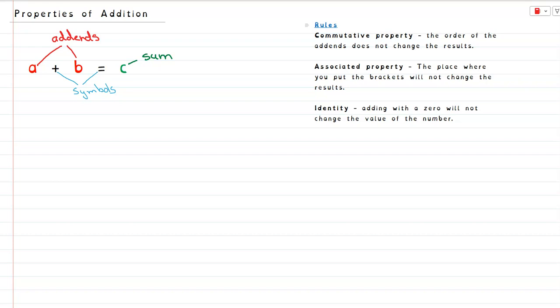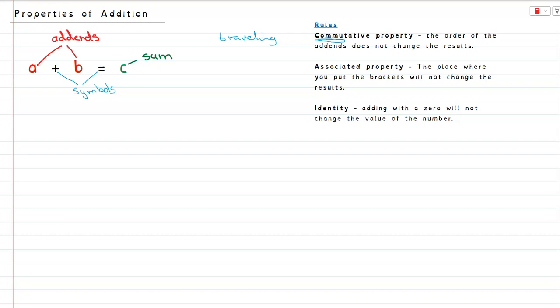Now let's look at the first rule that we need to learn. Commutative property. That's a very big word. Commutative. That sounds like community, or it sounds like commuting, traveling. Okay, so commutative property: the order of the addends does not change the results.